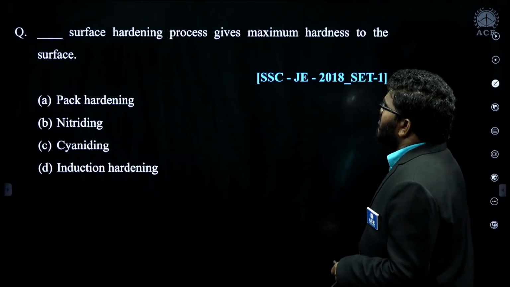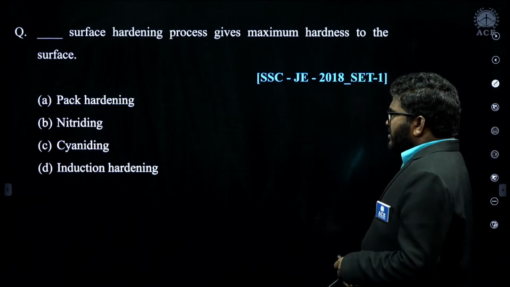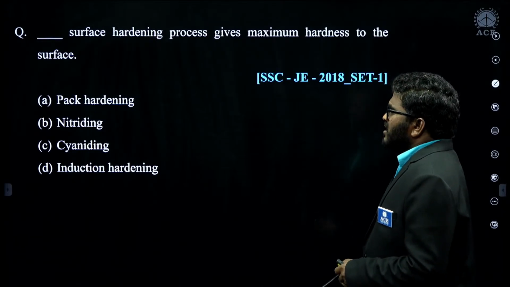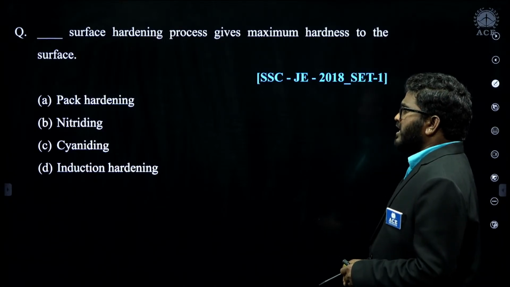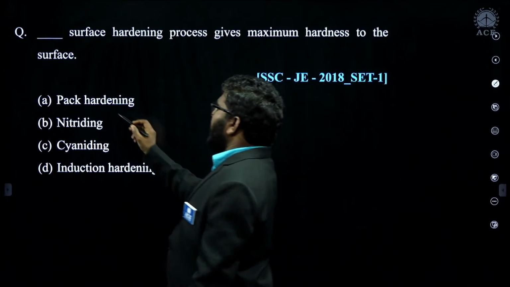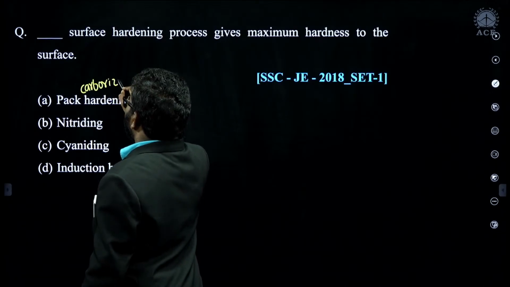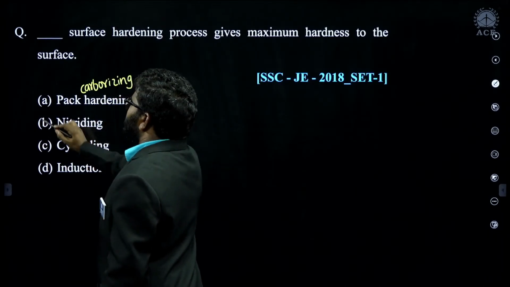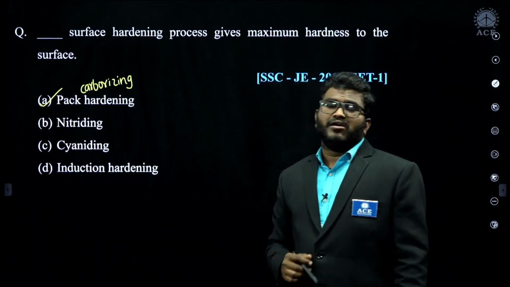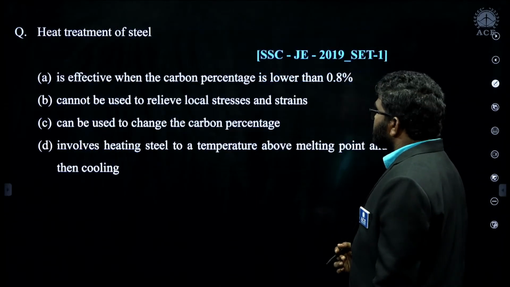Next: which surface hardening process gives maximum hardness to the surface? The options are pack carburizing, nitriding, cyaniding, and induction hardening. This carburizing process will give you more case depth than nitriding and cyaniding. So A is the correct answer. Pack carburizing will give you more surface hardness.